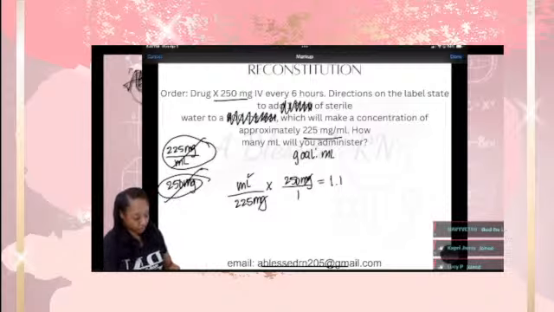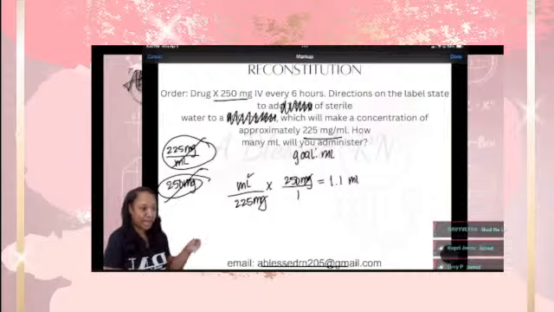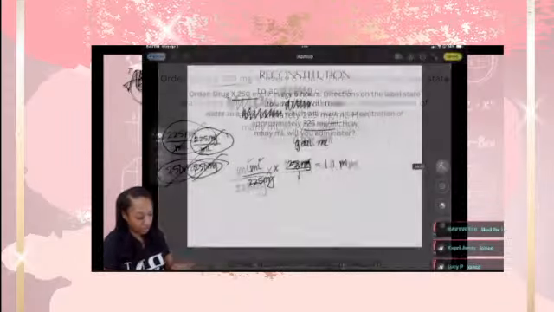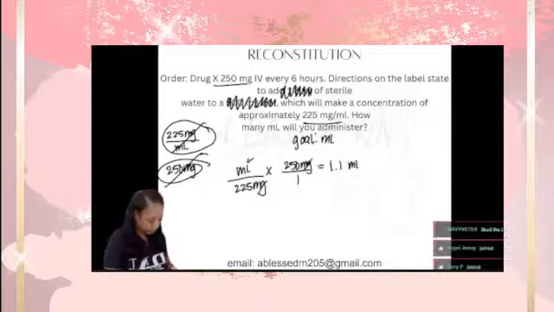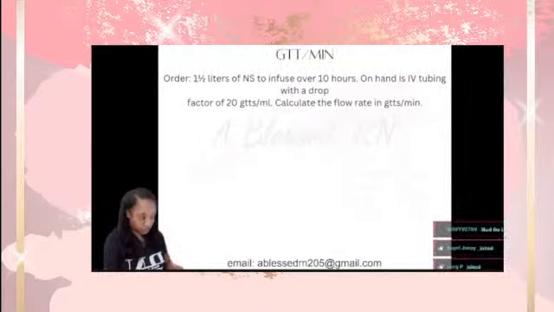So you could do 1.1 milliliters. You could do 1 milliliter, just depending on how the ATI, HESI, your professor, whatever tells you to round, okay? That's how you round. And make sure if it's telling you to round, that you round so that you can get your answer right, okay?